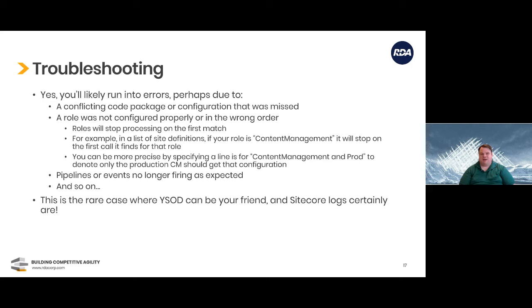Pipelines and events don't fire as you would expect anymore. Things like that. This is probably one of those few times where you want to see the yellow screen of death and get yourself into the Sitecore logs to figure out what's going on. You can even add custom logging around it.